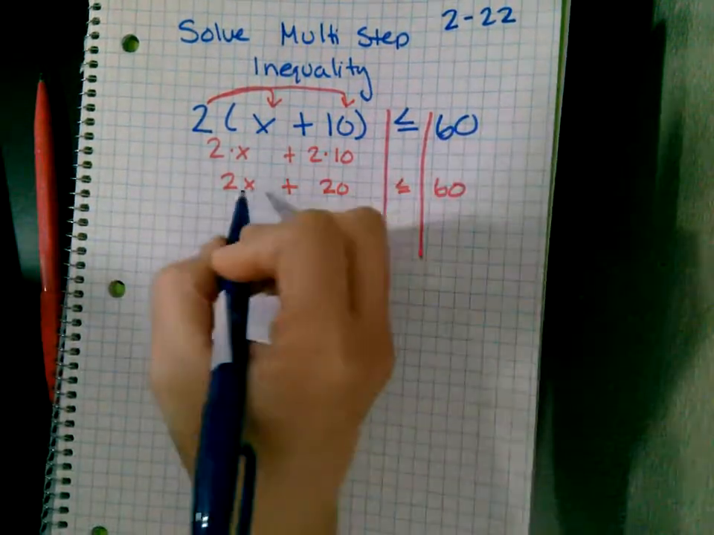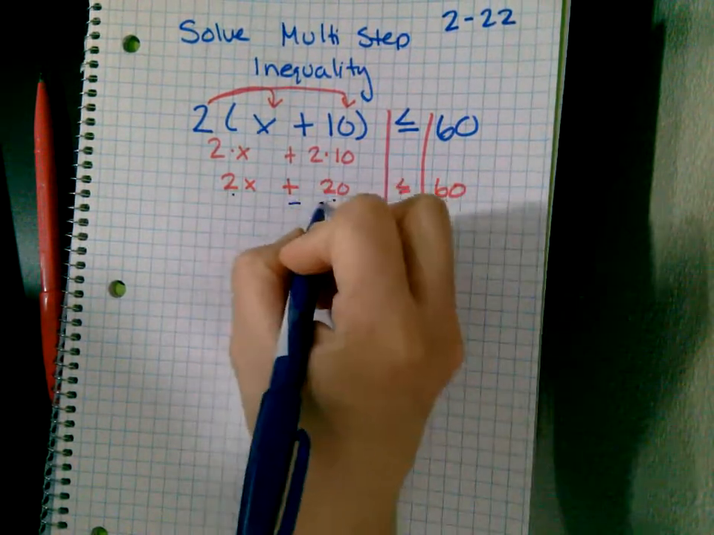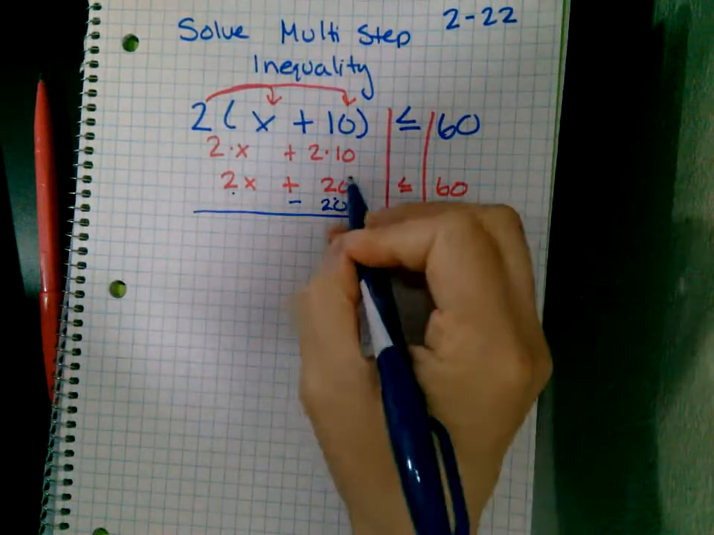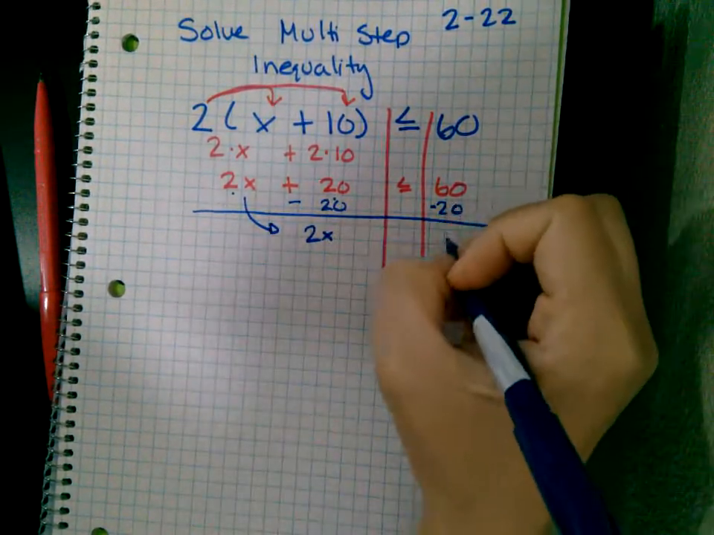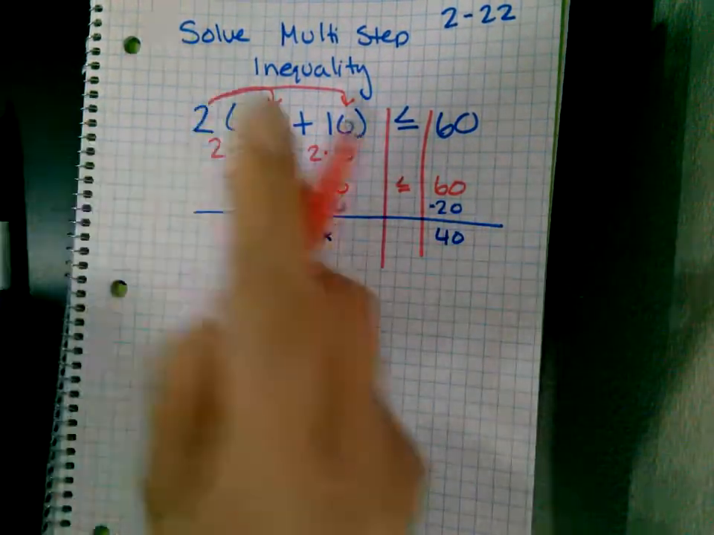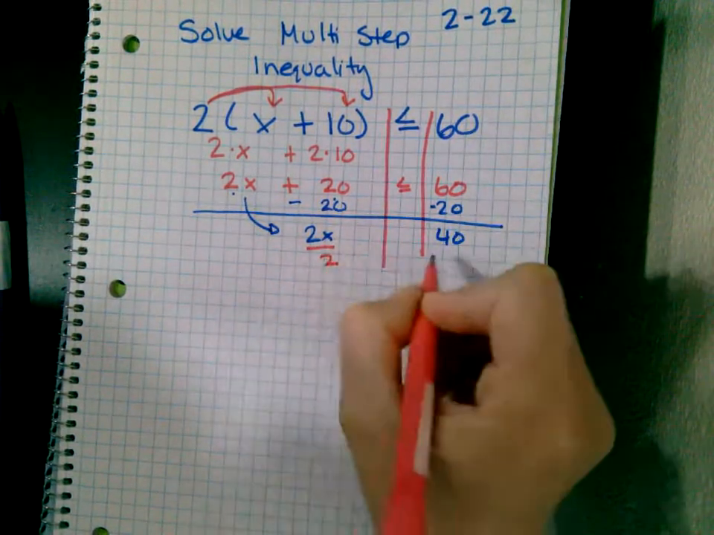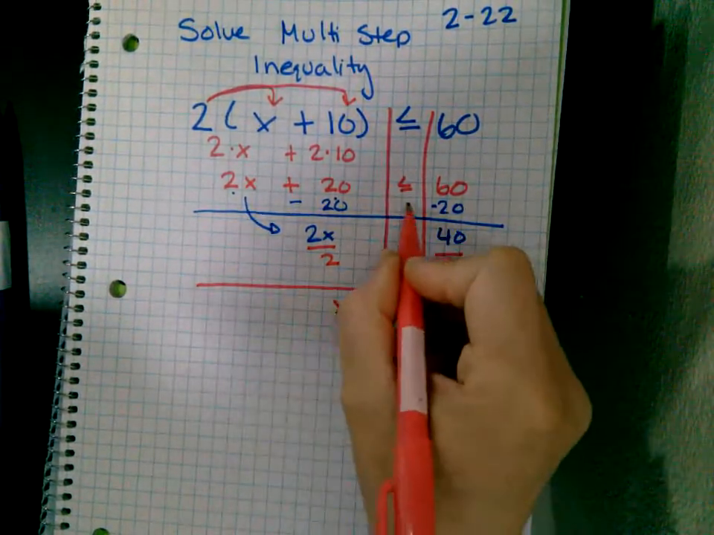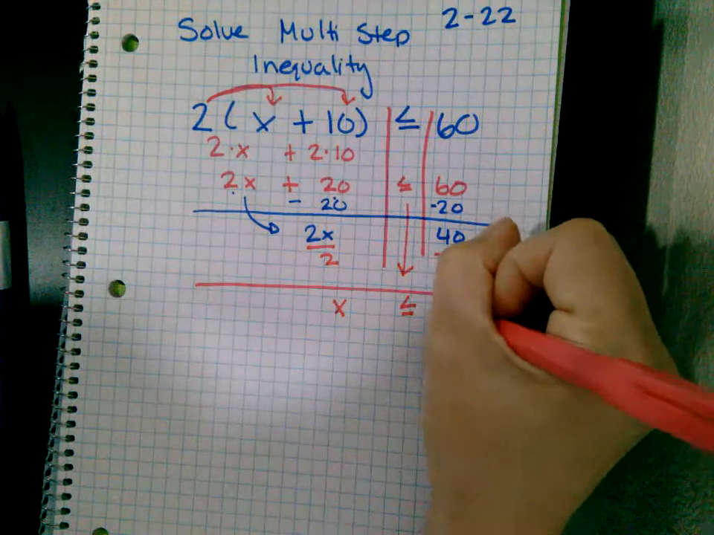So do I move the 2 first or do I move the 20 first? Move the 20 first. So minus 20, minus 20. Draw your bars. This gives me 0. I'm left with 2x. I just bring it straight down. On this side, I have 40. Now I have 2x, which means 2 times x, so I have to do the opposite, which is to divide by 2. Divide by 2. I'm left with x on this side. I bring down the inequality, less than or equal to 40 divided by 2 is 20.